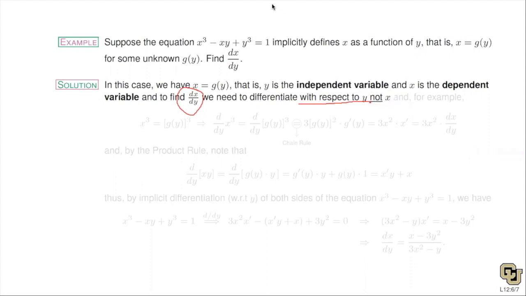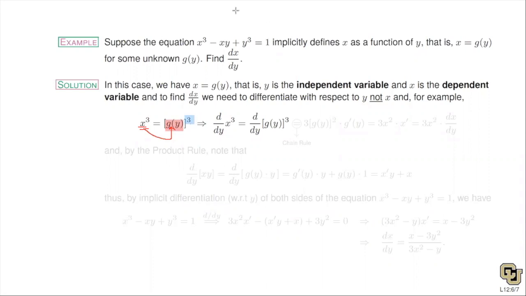So let me show you how that works. If we look at this equation here, let me show you how we take the derivative of x cubed with respect to y, for starters. Starting with x cubed, it helps to remember that I'm assuming x is a function of y. So when we say x cubed, what we're really looking at is a function of y, cubed. This is a composition. The inside function is g of y, and the outside function is something being cubed.